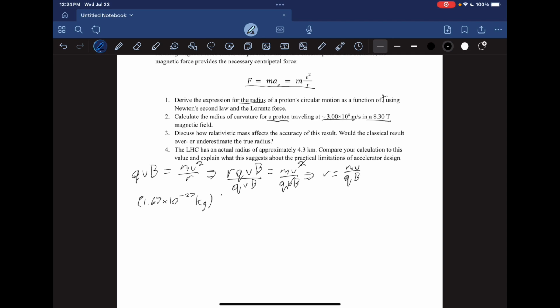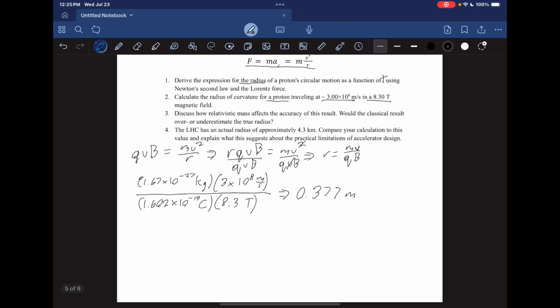And then we have our velocity, which is 3 times 10 to the 8 meters per second. Then it's divided by the charge of the proton, which is 1.602 times 10 to the negative 19 coulombs. Finally, we have our magnetic field, which is just 8.3 Teslas. And then if you were to plug this into the calculator and calculate it out, you would get an answer of 0.377 meters, about, depending on how you round that.